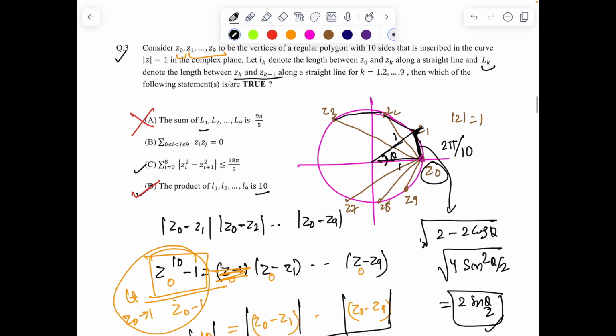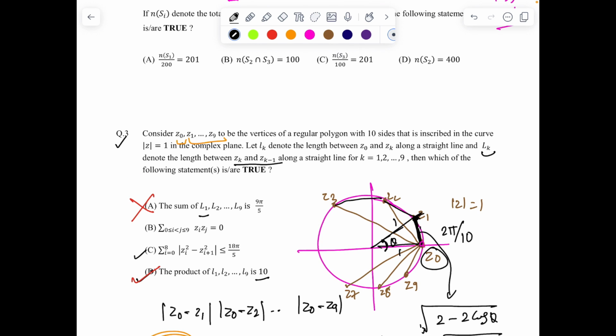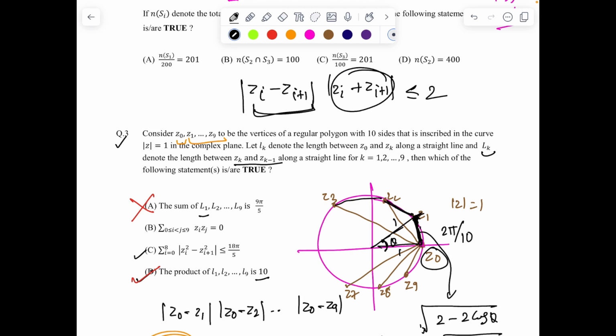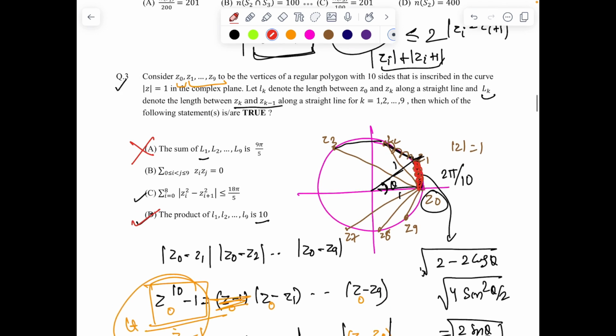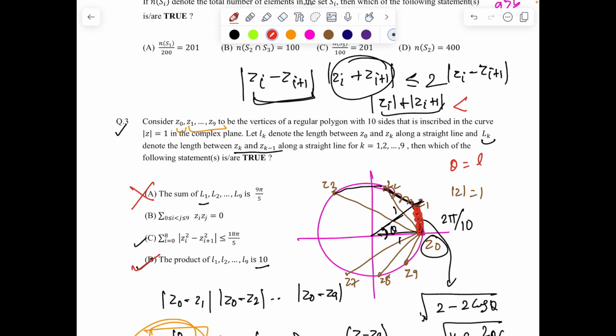Let's come to option C. It's also not very difficult to try because the given expression can be written as mod of Zi minus Zi plus 1, into mod of Zi plus Zi plus 1. Now we know this gap between Zi and Zi plus 1 denotes the side length. So this is clearly less than or equal to 2 times, because the maximum of mod Zi plus Zi plus 1 will be less than mod Zi plus mod Zi plus 1. It's a very conservative window if I do that. So it will be less than 2 times mod Zi minus Zi plus 1. And the distance is basically these side lengths, right? And we know, as we have just seen, this side length will be less than theta, because theta is length by radius.